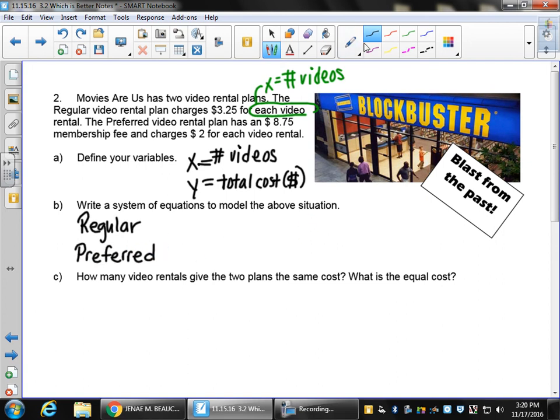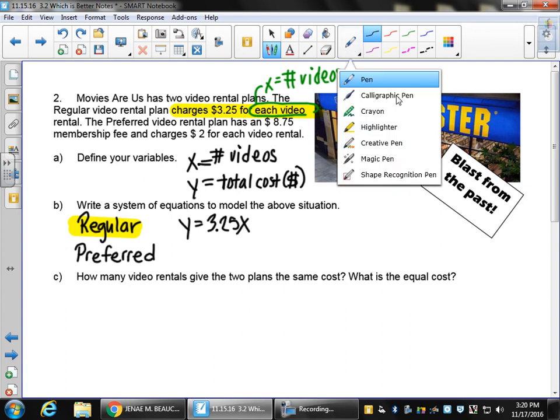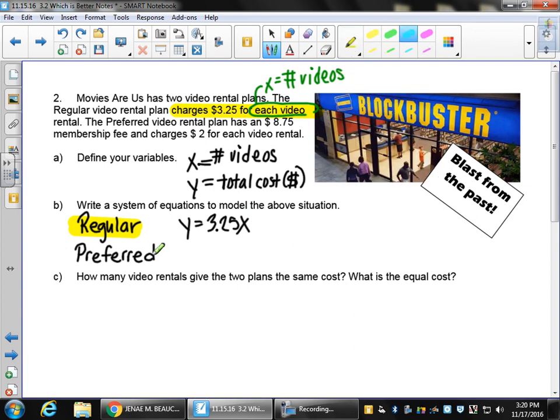What do we know about regular? Let's get our highlighters going. So regular for me is going to be yellow. Regular video rental charges $3.25 for each video. That's all I've got for that plan. So that will be Y equals $3.25 per video, so $3.25x. Preferred is going to be blue for me. Preferred video, $8.75 membership fee and $2 for each video rental.